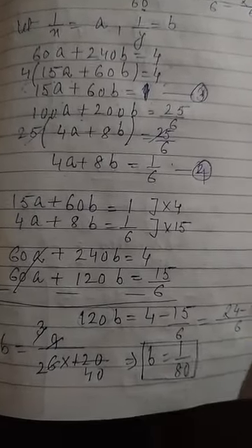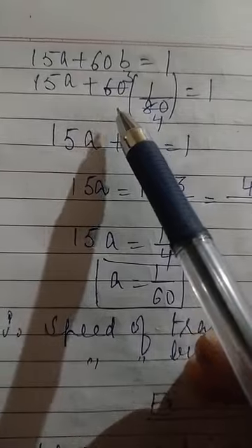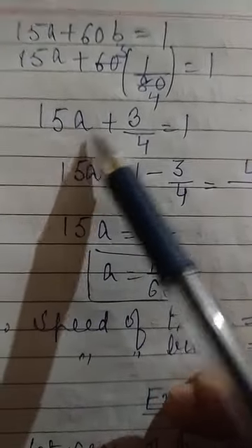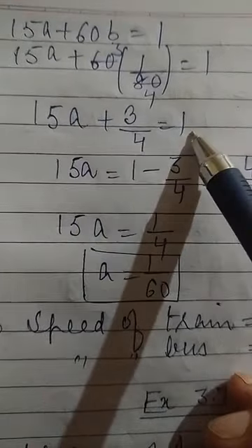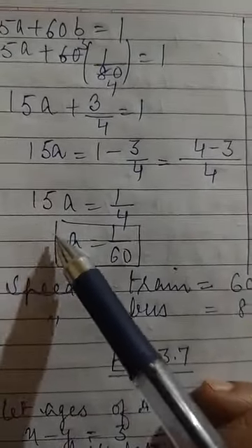Now to calculate the variable a, substitute the value in 15a plus 60b is equal to 1. 15a plus 60 times 1 upon 80 is equal to 1. 15a plus 3 by 4 is equal to 1. 15a is equal to 1 minus 3 by 4. It becomes a is equal to 1 upon 60.